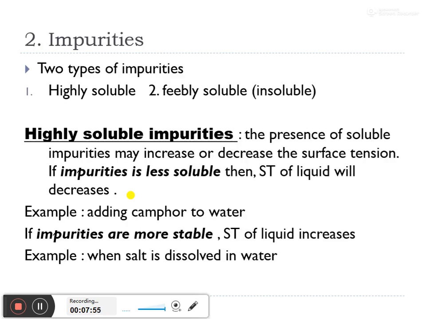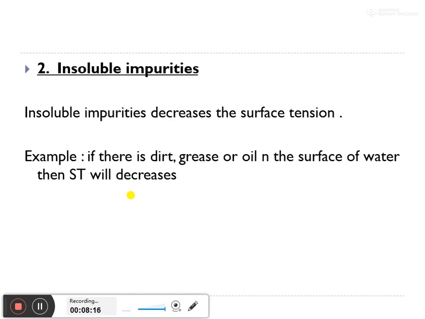So from the variation of surface tension with impurities, we can see that with highly soluble impurities, the surface tension may be increased or decreased, depending upon the impurity. If the impurity is less soluble, then the surface tension of the liquid decreases. If it is more soluble, then the surface tension of the liquid increases. But in the case of insoluble impurities, the surface tension always decreases.